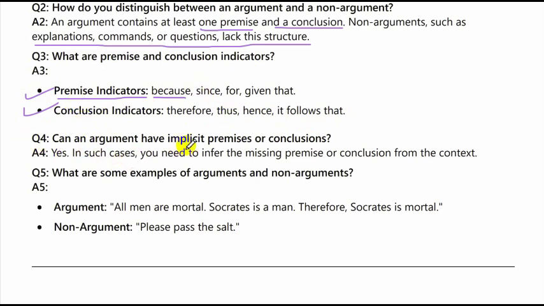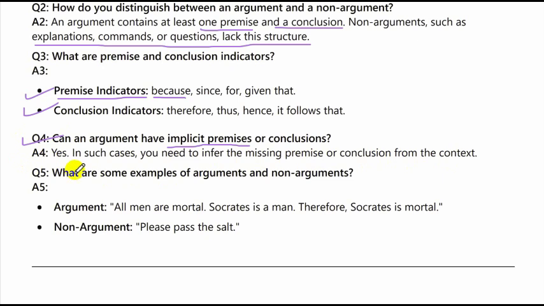Question 4. Can an argument have implicit premises or conclusion? Yes. Implicit means that within the premises itself there is a conclusion or an argument, implicit premises or conclusion. So in such cases you need to infer the missing premise or conclusion from the context.